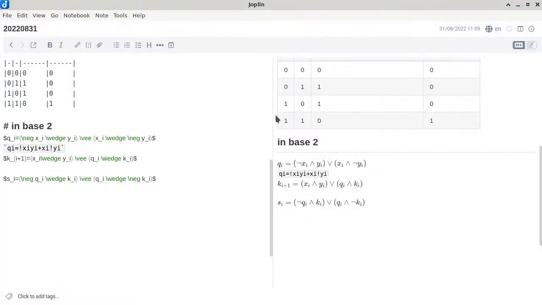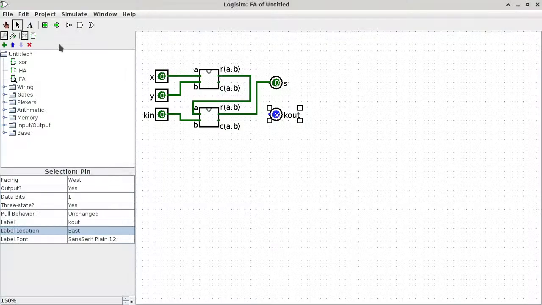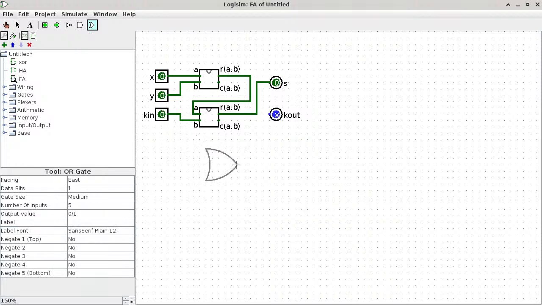So we go back to the equation here, and we see this is C of XIYI. This is C of QIKI. What connects those two to become K of I plus 1, which is K out, is a single OR. Okay, so now we go back to the circuit, and we say, oh, okay, so we just need a little OR gate here. Once again, it's going to be too big. Make it smaller. Change the number of inputs to 2.